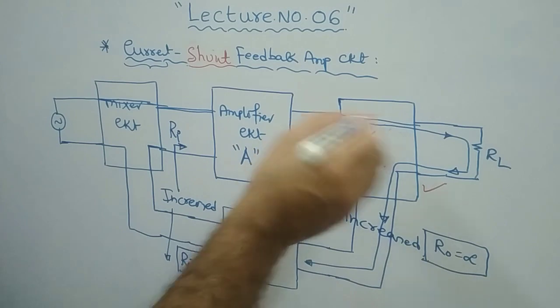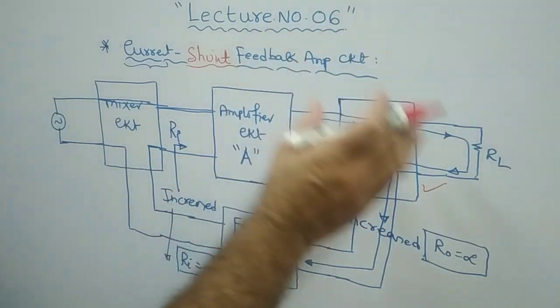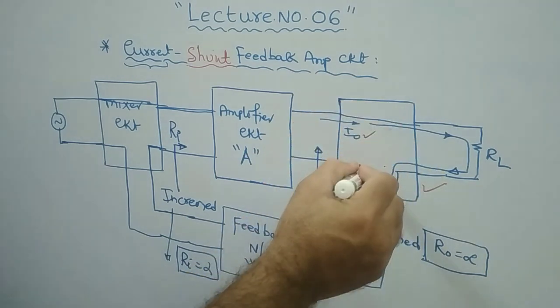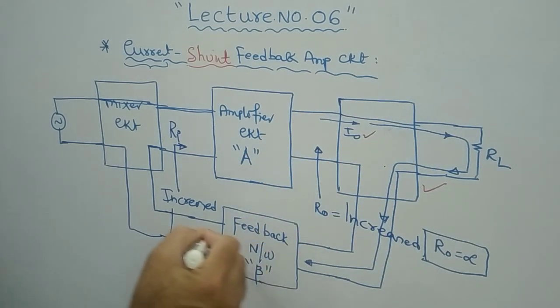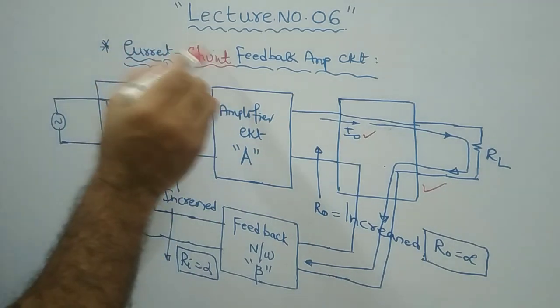You will get current as output because of this connection. I will not change this connection. I will retain it as it is. Now this current output, I am feeding back to this feedback network, and in the mixer circuit, you must give a shunt connection.